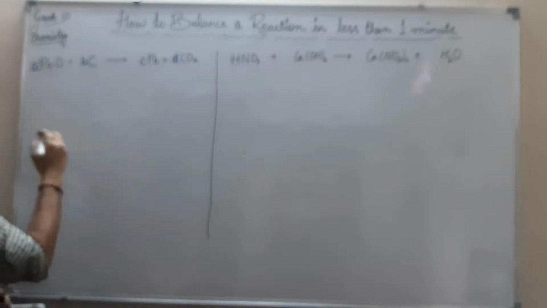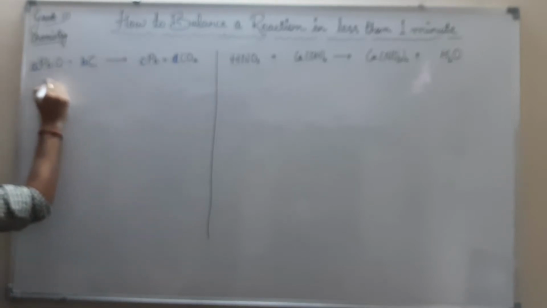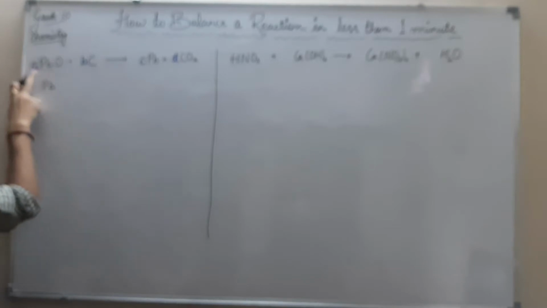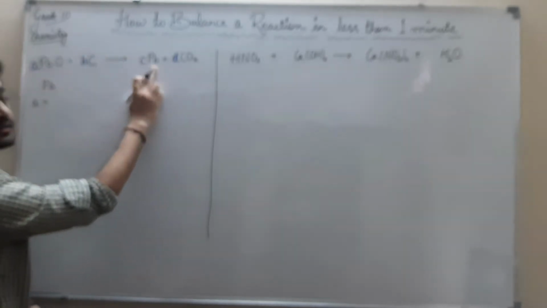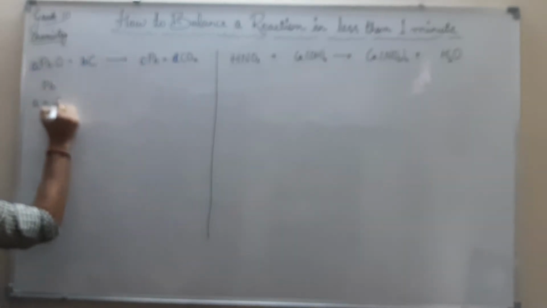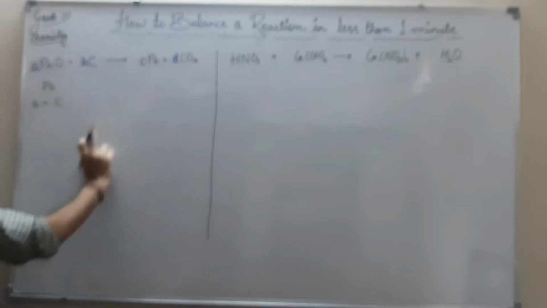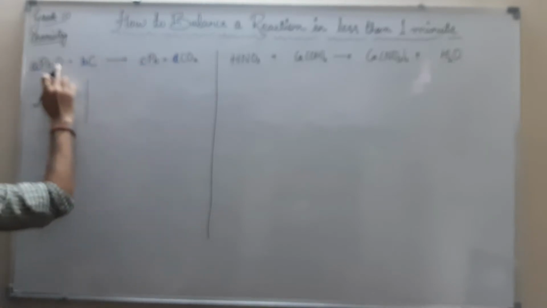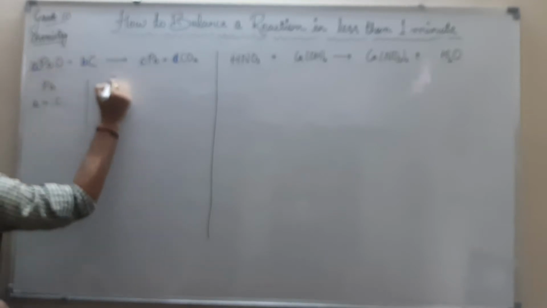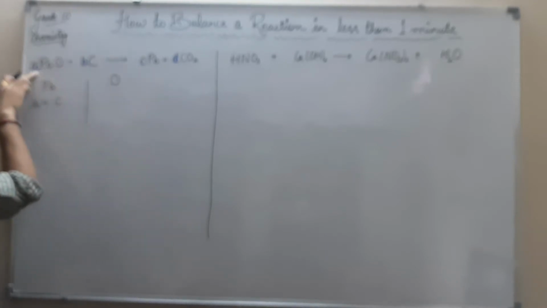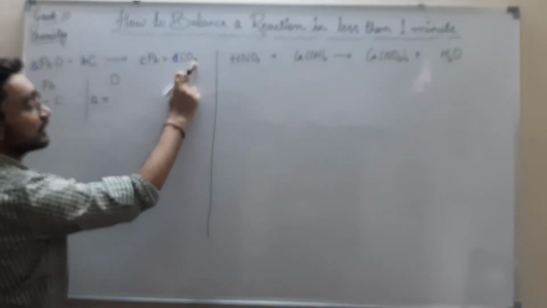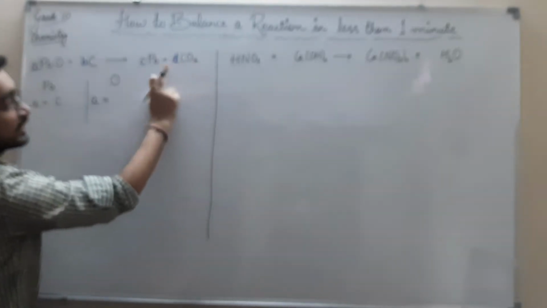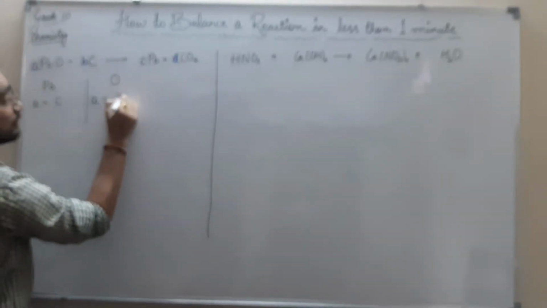Now we have to check our elements. The first one is Pb. How many Pb are there? A equals, how many Pb are there in the product side? C. Then we can say that A is equal to C. Then let us take our second element, oxygen, O. How many oxygen are there? A. Then A will be equal to, on the product side, D into 2, or I can write it as 2D.